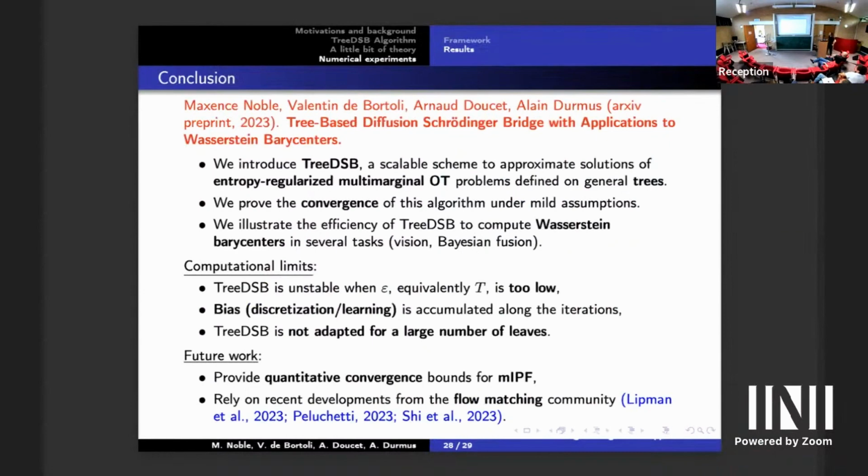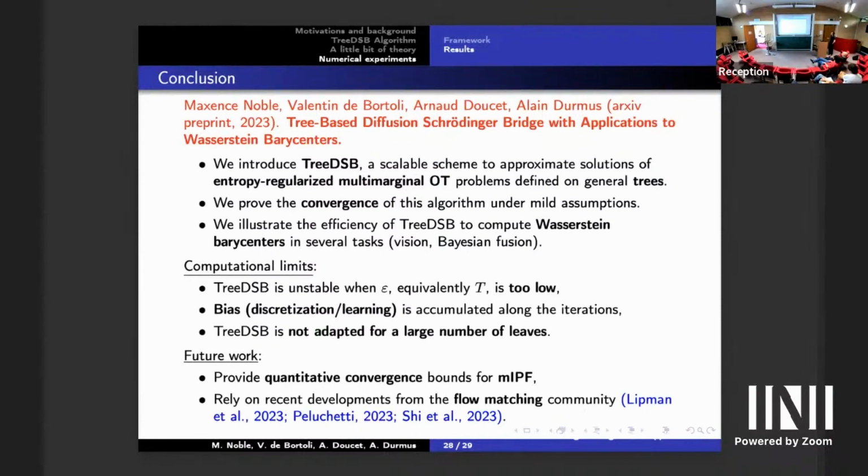So at the end, what we have is something which solves the Schrödinger Bridge in a tree-based setting. We state some convergence results, not quantitative, and it's not so fulfilling because we do not have a proper theorem with the approximation and discretization errors, but still it's a first step.